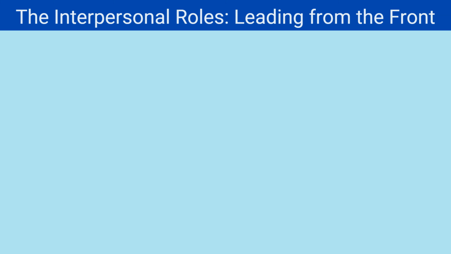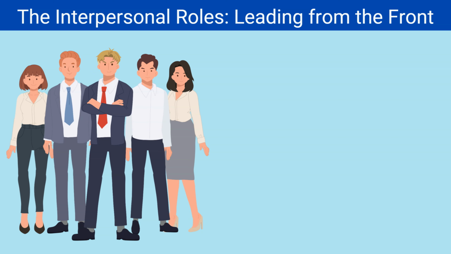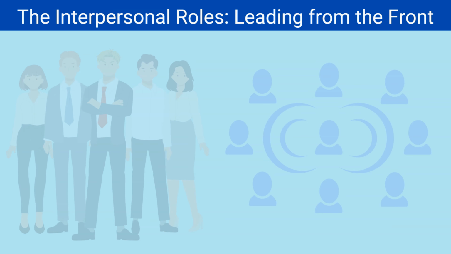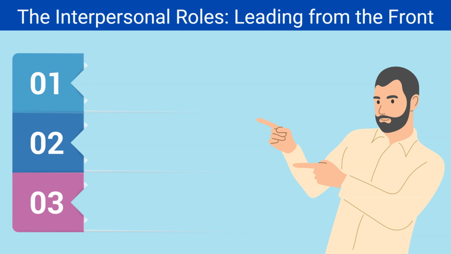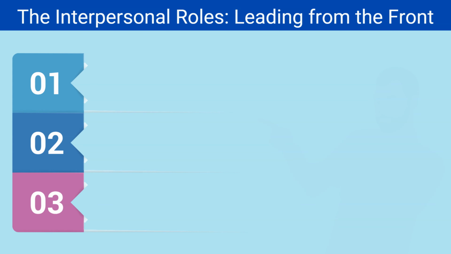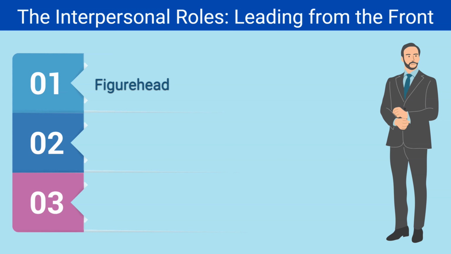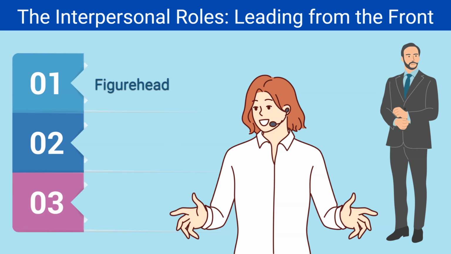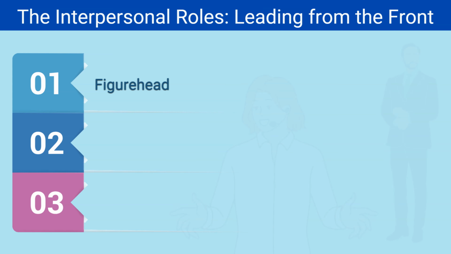The interpersonal roles. Leading from the front, managers wear many hats, but perhaps their most visible roles involve representing their team and influencing people around them. Here are the interpersonal roles every manager plays. Figurehead. This is a symbolic role where the manager represents the organization in formal settings, like giving speeches or attending important meetings. Just by showing up, they signal the organization's values and presence.